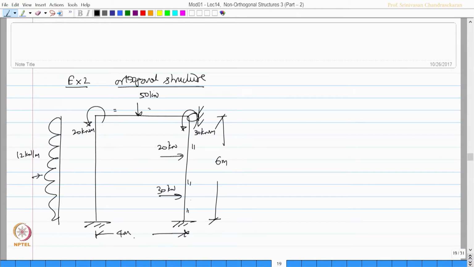This was the structure, is it not? And this member is 2I, this member had I, this member had 2I and E is constant, correct. This was the problem. Then we mark the unrestrained and restrained degrees of freedom for this problem, correct.